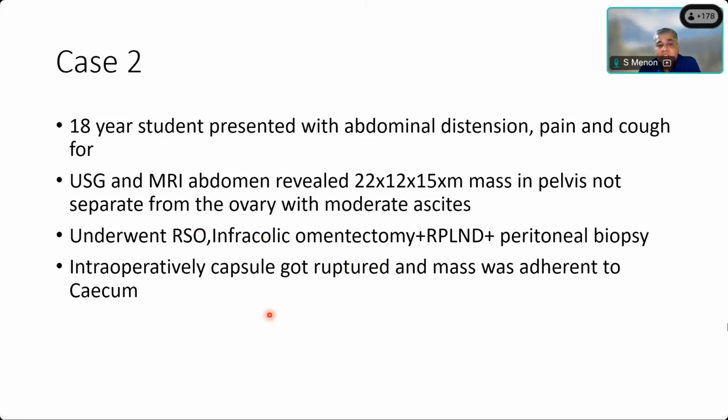So if the capsule is ruptured, what stage is the ovarian cancer already? I'll forget about the omentum and RPLD. If intraoperatively the capsule is ruptured, it is T1C. Yes, somebody said it's T1C at least.